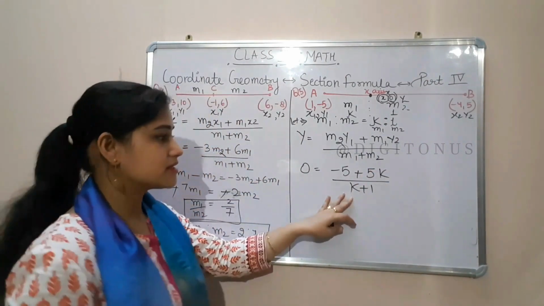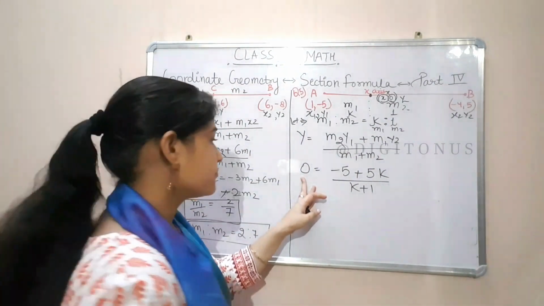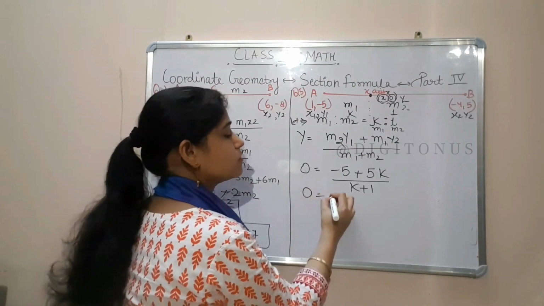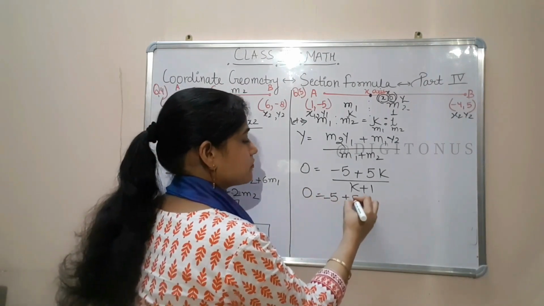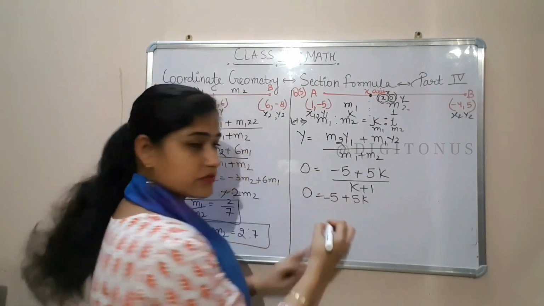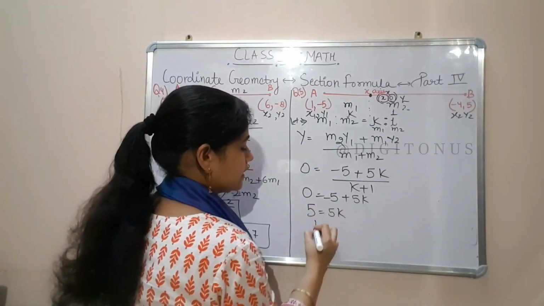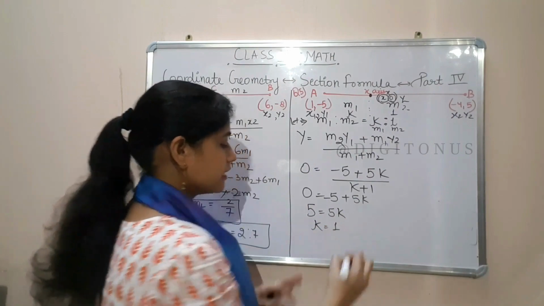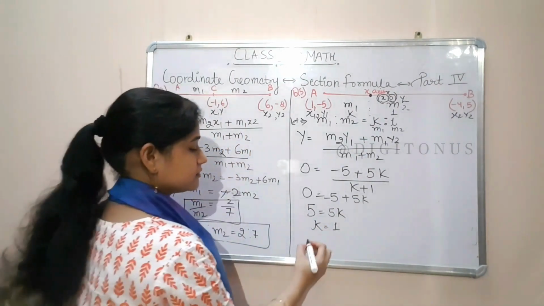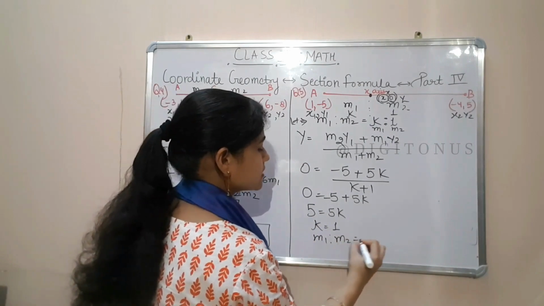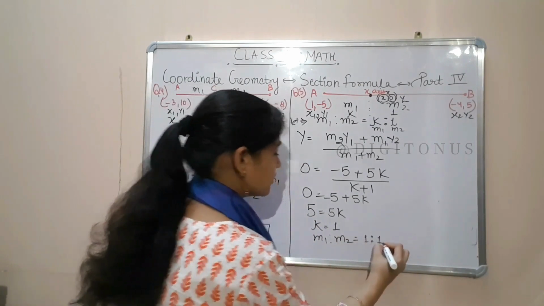When I shift this k plus 1 this side, what will happen? k plus 1 into 0 will be equal to 0 and minus 5 plus 5k. Now I am shifting this minus 5 this side, so 5 equals 5k and k is equal to 1. If k is equal to 1, it means m1 ratio m2 is equal to 1 ratio 1.